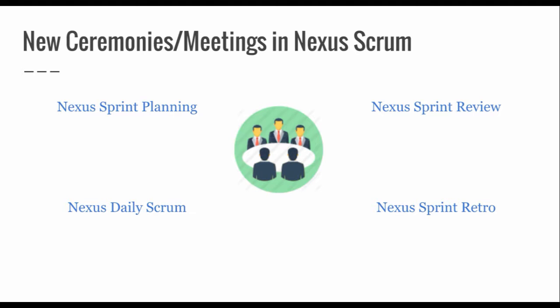The third one is Nexus Sprint Review, a master review activity to validate the integrated increment from multiple teams. And finally, the Nexus Sprint Retrospective, looking back at the Nexus Sprint and identifying areas of improvement. All these ceremonies are chaired by the Nexus integration team and attended by the Scrum team representatives as needed.